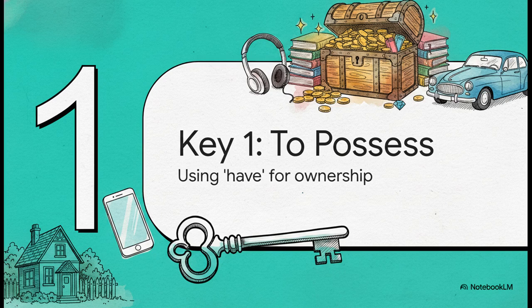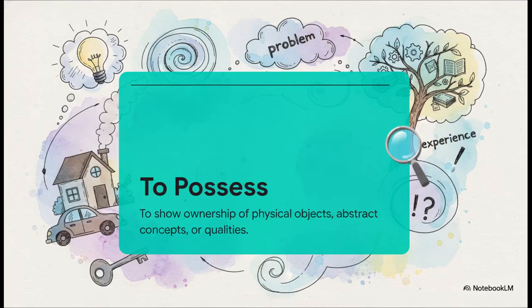All right, let's dive right into our first key. This is the one you probably know best, using "have" to talk about ownership or possession. Okay, so the big idea here is that possession isn't just about stuff you can hold, like a book or a phone. You can also have an idea, have a headache, or have a ton of experience. Think of it as ownership in the biggest, broadest sense of the word.